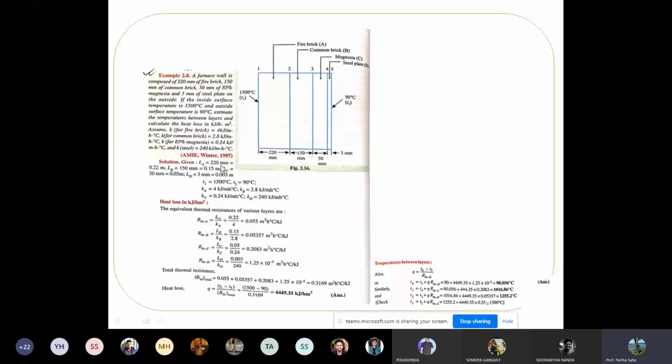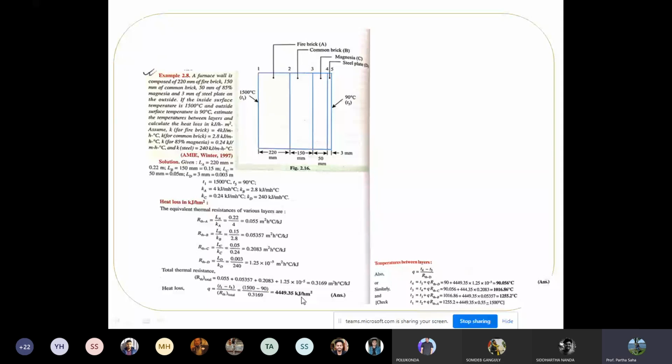So you can write down all the thicknesses and convert them into meters. Inside temperature 1500, outside temperature 90 C. K, KB, KC, KD are given. The equivalent thermal resistance for each layer is LA by K, LB by KB, and so on; you calculate all the thermal resistances. The summation of all the thermal resistances is 0.3169 meter square hour degree C per kilojoule, right? The heat loss will be Q equals T1 minus T5 divided by thermal resistance. You put this value and you get 4449.35 kilojoule per hour meter square.